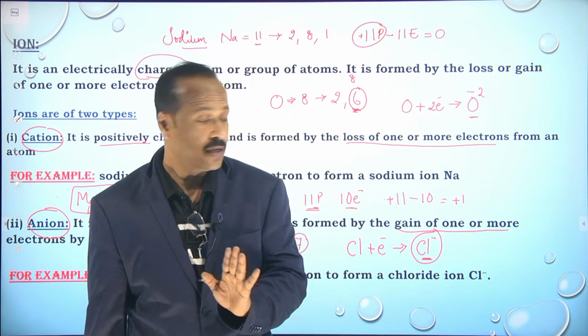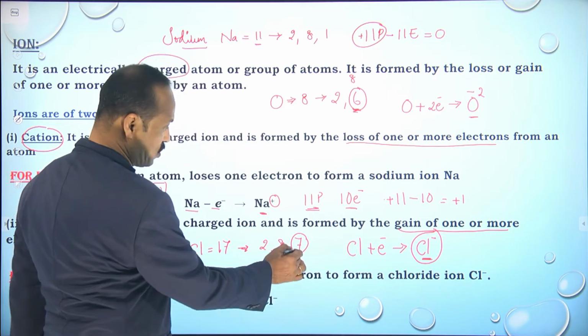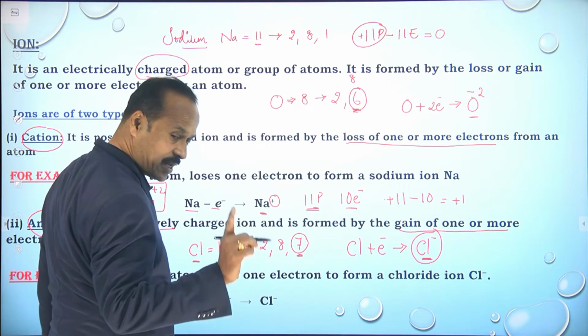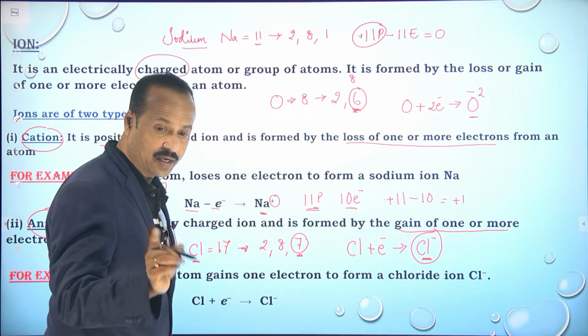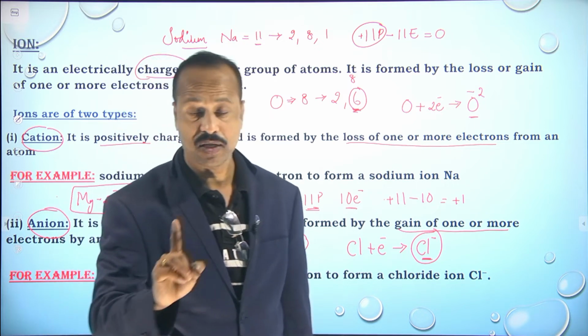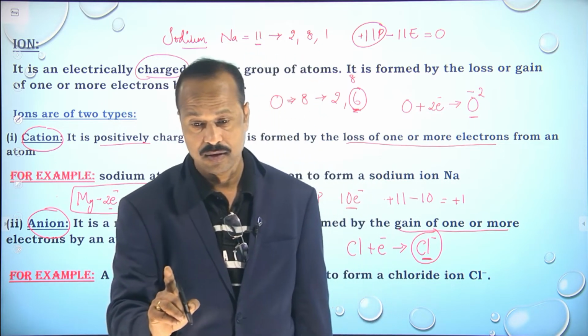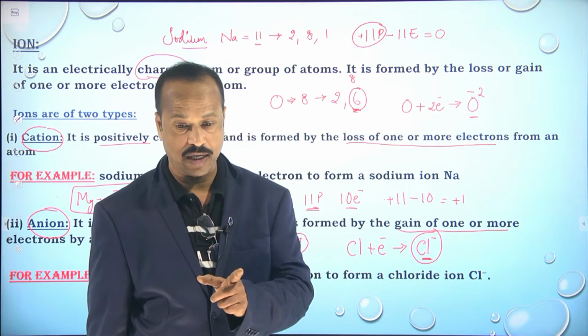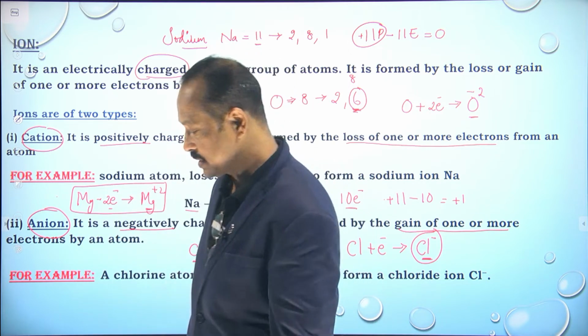Is this clear? Now similarly, chlorine has 7 electrons, so it is short of only 1 electron. So it will take only 1 electron. It cannot take more than 1 electron. Is this clear? Like that you have to check. You can take the screenshot of this one.